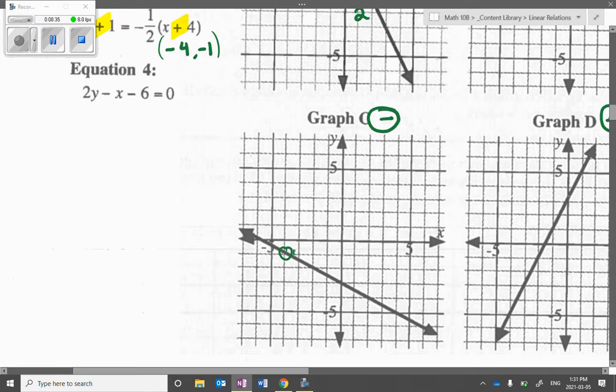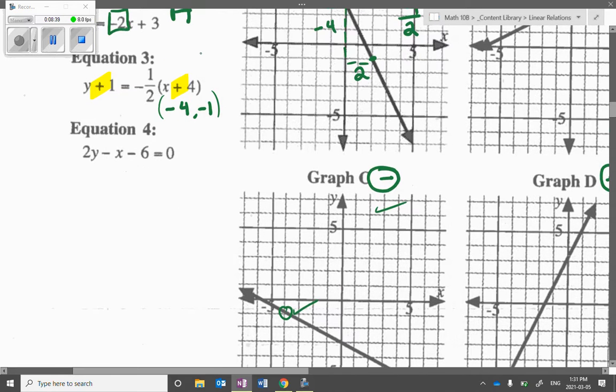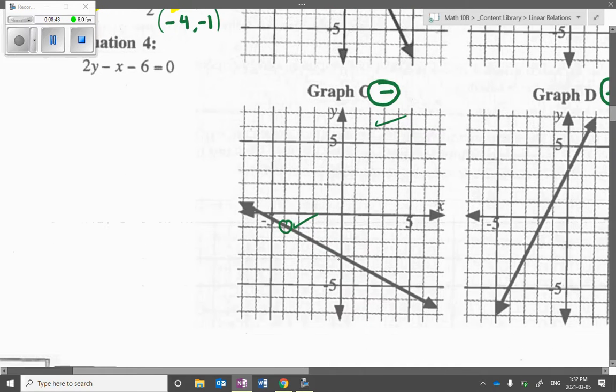Right there, there's a point, and it has a negative slope. So equation 3 is graph C. If you want to count it out, you totally can. I go down 1, run 2. So my slope here is also -1/2.